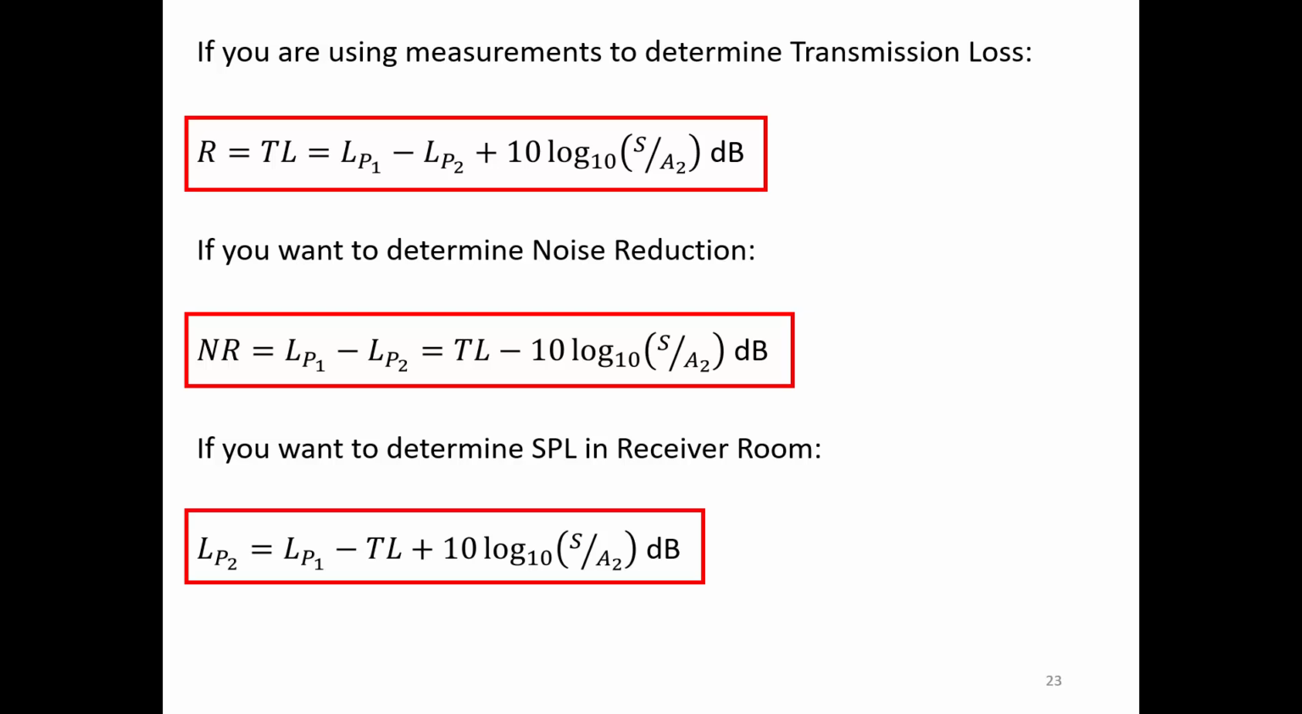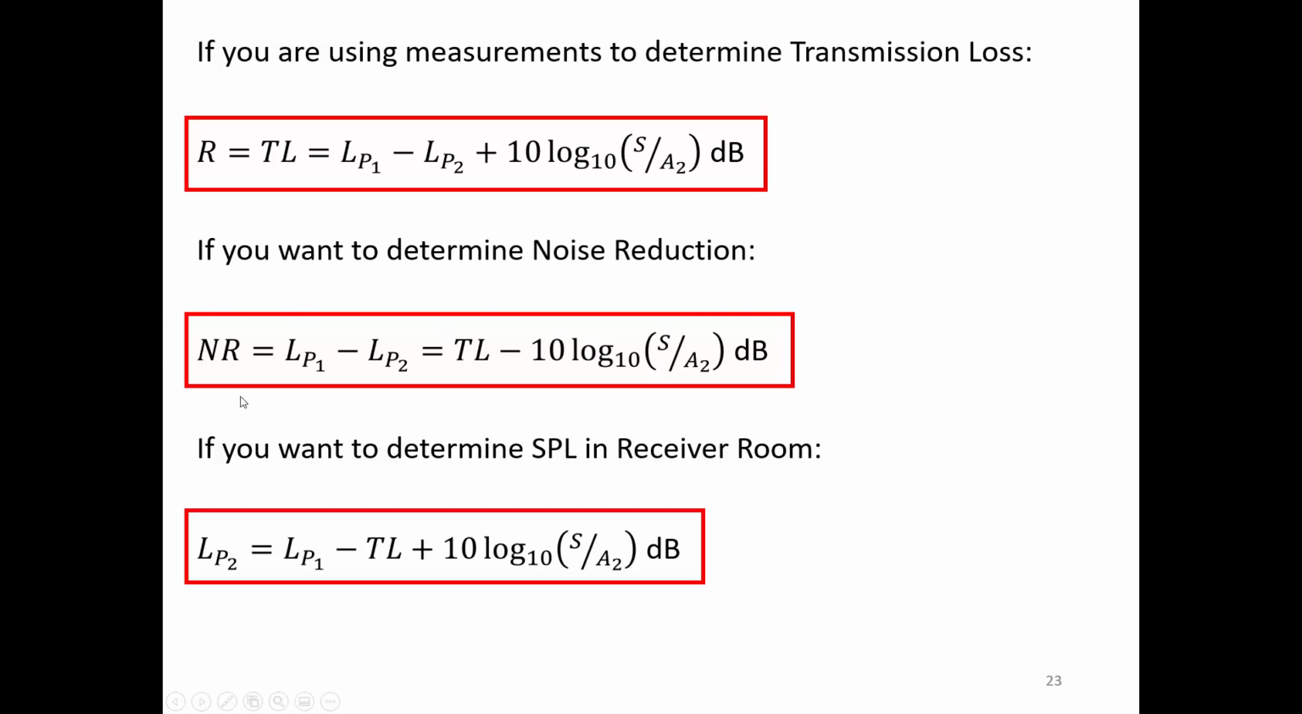But on this slide, we talk about all the different variants of this equation. So if we're trying to use the measurements to determine the transmission loss, this might be what a laboratory would do, or if you're doing it in the field to find out what the transmission loss of a particular assembly is, this is how you would rearrange this equation. If instead you wanted to determine the noise reduction, so you want to know how much the sound is going to be reduced from the source room to the receiver room, then you would use this equation.